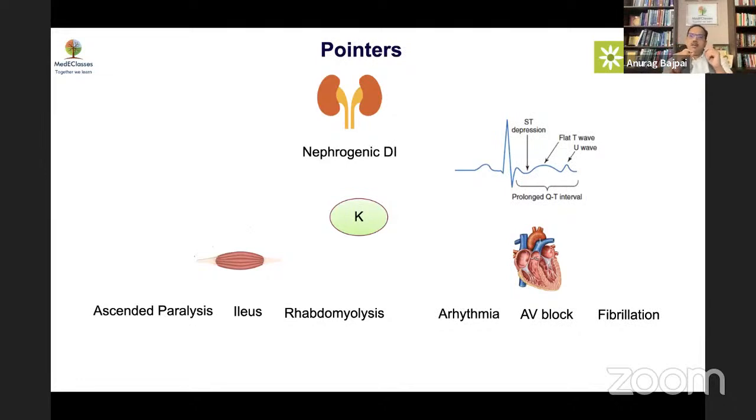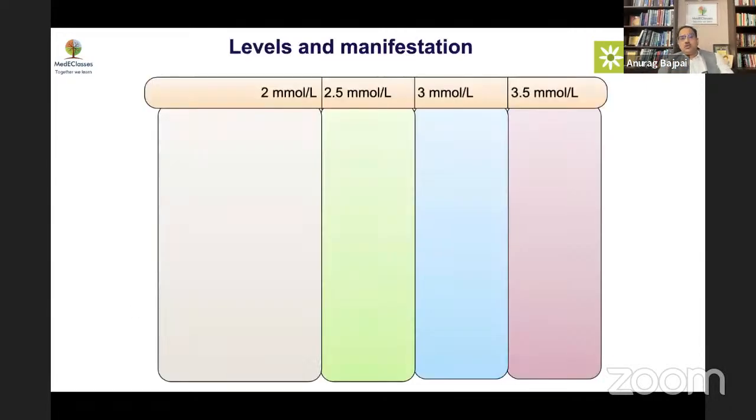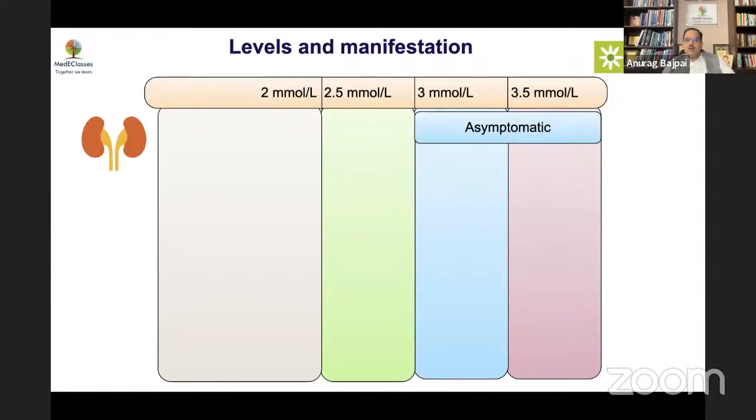Persistent hypokalemia, hypomagnesemia, and hypophosphatemia can also induce rhabdomyolysis, which we have discussed a lot in the setting of diabetic ketoacidosis, and which can be a very significant issue causing renal dysfunction. Now, very importantly, it's not just the absolute level of potassium, but how rapidly the potassium levels have fallen that is also important. If we look at the various levels, generally symptoms do not happen before levels are around 3 or below.